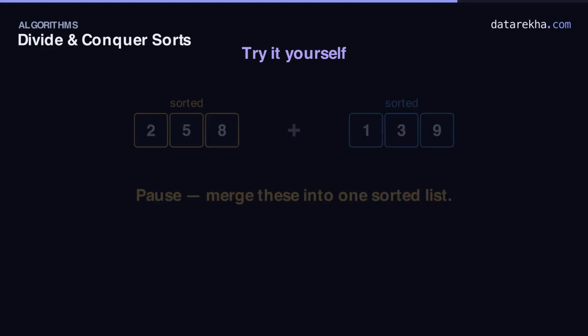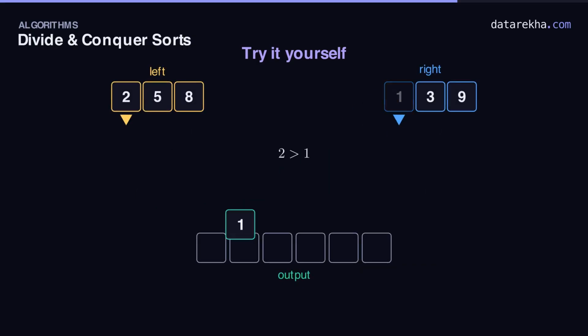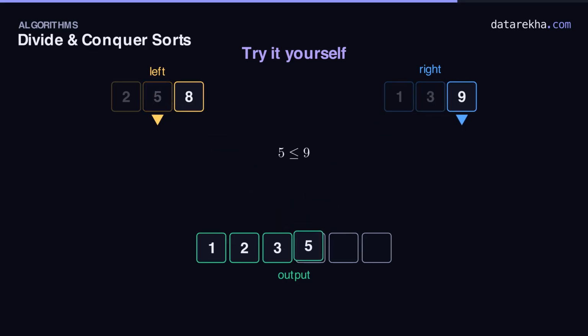I'll wait. 2 versus 1. 1 is smaller. It goes first. 2 versus 3. Who wins? 5 versus 3. 3 is smaller. 5 versus 9. 5 goes. 8 versus 9. 8 goes. Left is empty now. So we copy the last of the right, the 9.